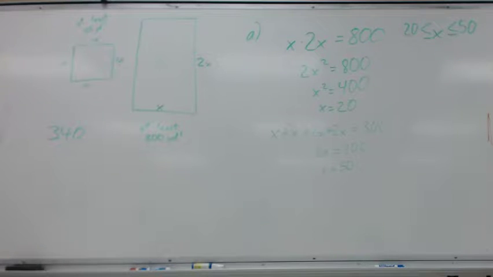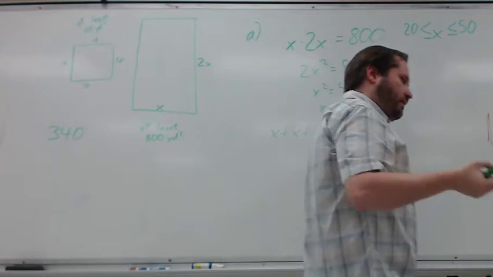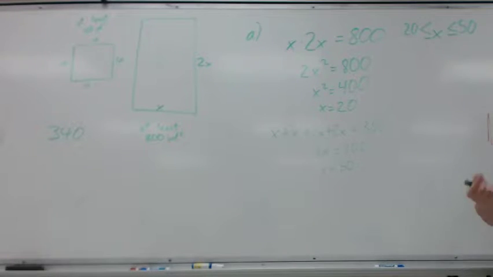All right. So we've got our domain down, and on the AP test, you never are going to have to write your domain, but you should always be aware of your domain. So in the end, if we get an answer like, oh, x equals 75, a red flag goes off, we're like, whoa, no, it can't be 75.